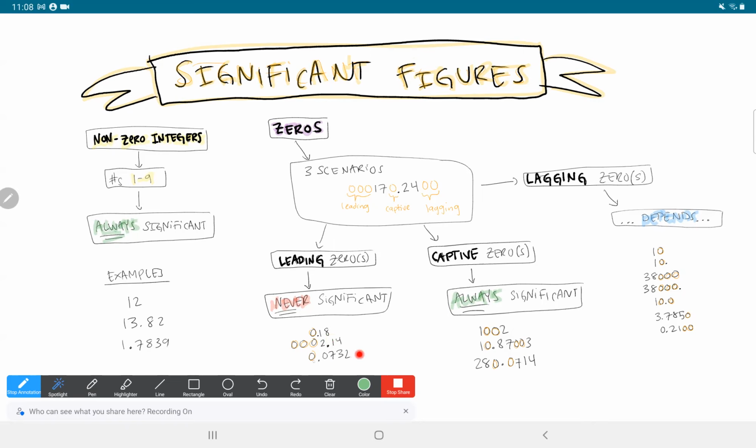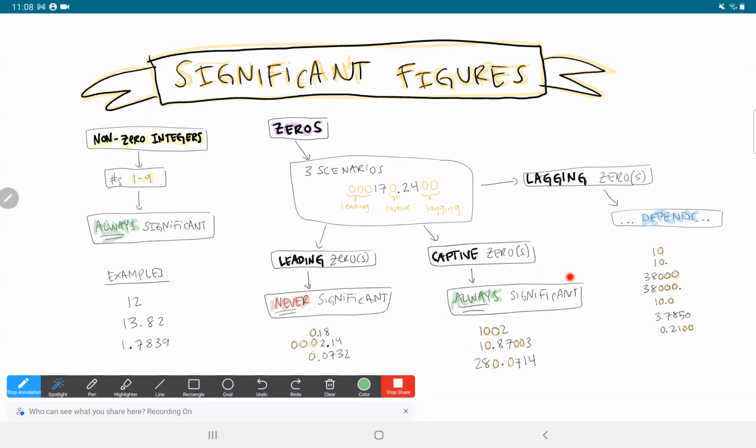And lastly, here's another example of some leading zeros that are never significant, 0.0732. So these 2 zeros are in front of the very first non-zero integers, therefore they are leading zeros and they are not significant. So 0.0732 has a total of only 3 significant figures coming from 7, 3, and 2. All right, so leading zeros are never significant. Let's look at captive zeros. So captive zeros, again, are zeros that are going to be sandwiched in between 2 non-zero integers.